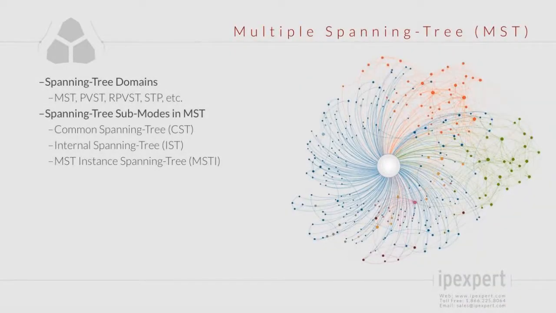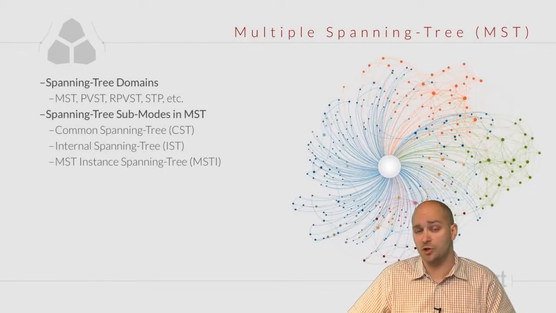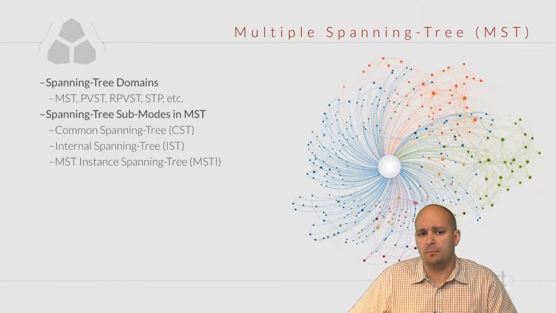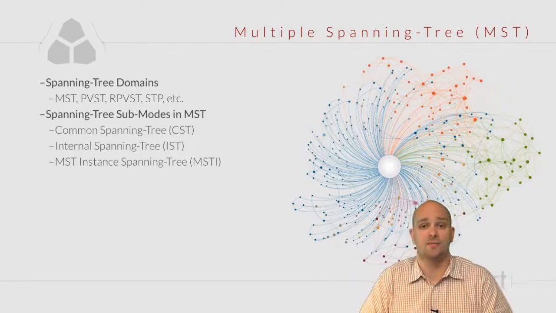In a single network, we can run different kinds of spanning tree. We can run MST, PVST, rapid PVST. We can run traditional spanning tree if we are using non-Cisco switches. All of these different parts of our network that are running different kinds of spanning tree are considered to be spanning tree domains. So a simple spanning tree domain would be a single switch where all ports are in VLAN 1 and we have a single instance of per VLAN spanning tree. That one switch makes up a single spanning tree domain.